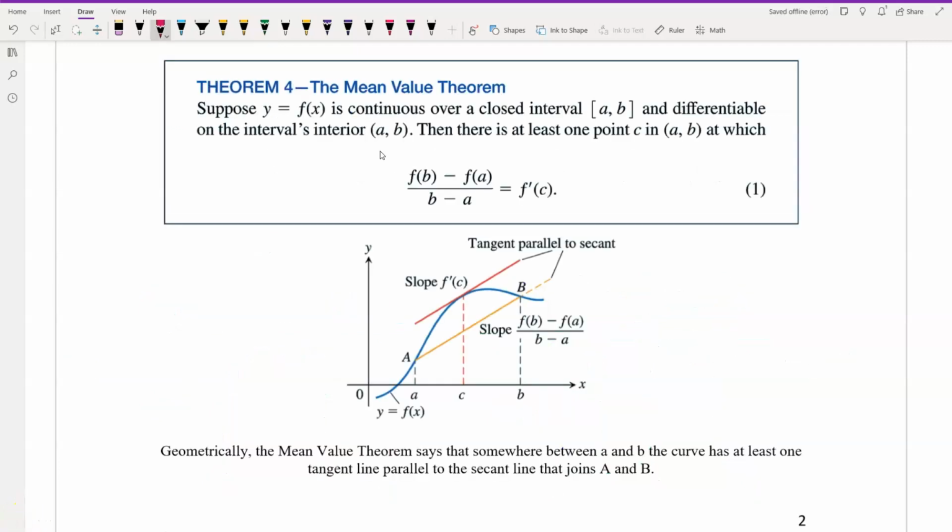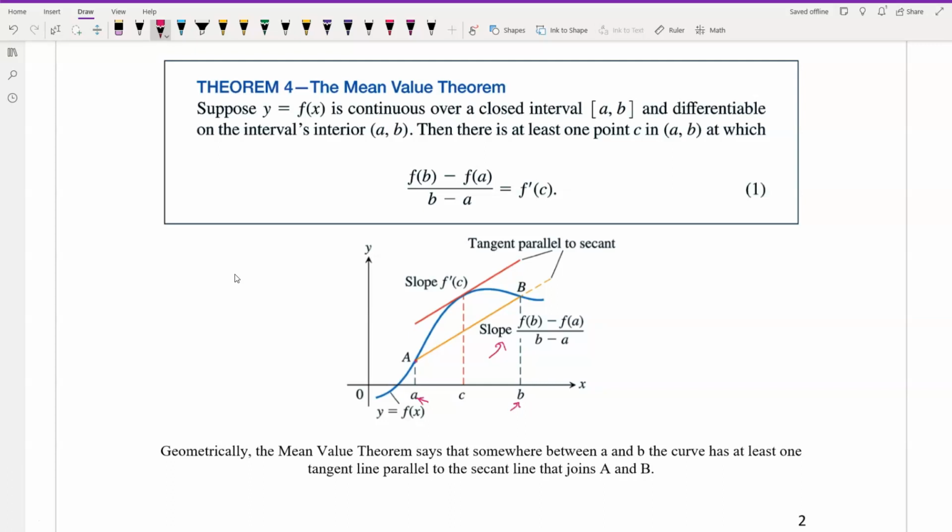The mean value theorem. Suppose y equal to f of x is continuous over a closed interval a comma b and differentiable on the interval's interior, open interval a comma b. Then there is at least one point C in open interval a comma b at which f of b minus f of a divided by b minus a is equal to f prime of c. So this f prime of c is slope, and on this part we have these 2 points a, b based on what our interval is.